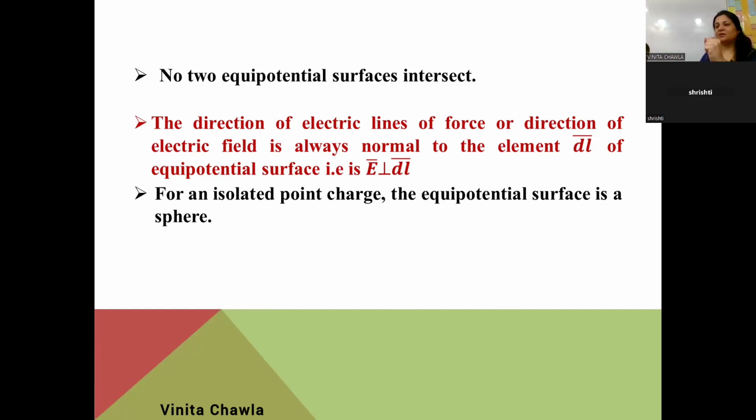For example, if we have this charge at the center, and at a distance of 2 centimeter, if we ask what is the electric potential, then you can easily find the electric potential as kq by r. We know the value of k, it's 9 × 10⁹. We know the value of charge. We know the distance is 2 centimeter. So by putting all the values, you can find the electric potential.